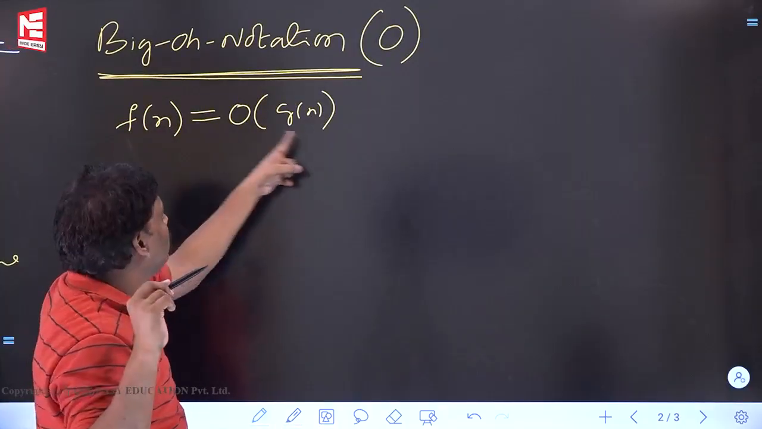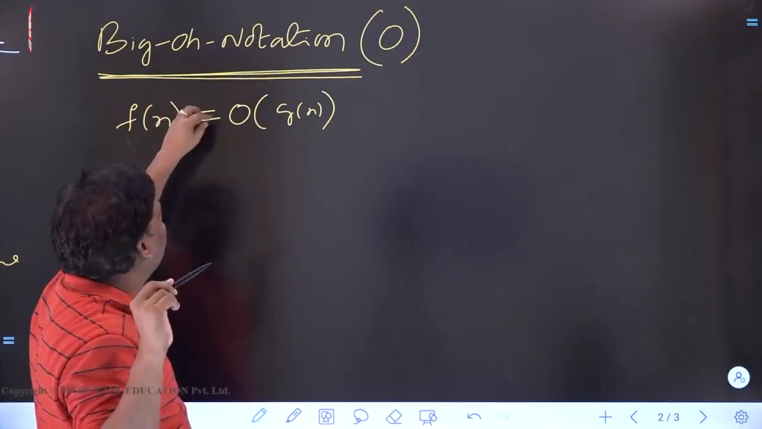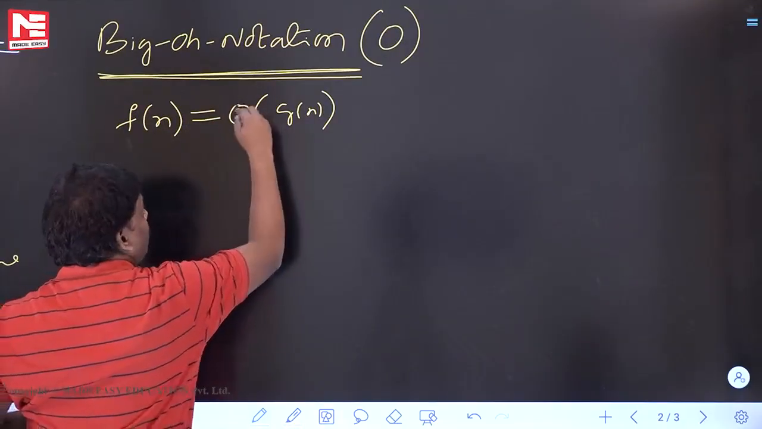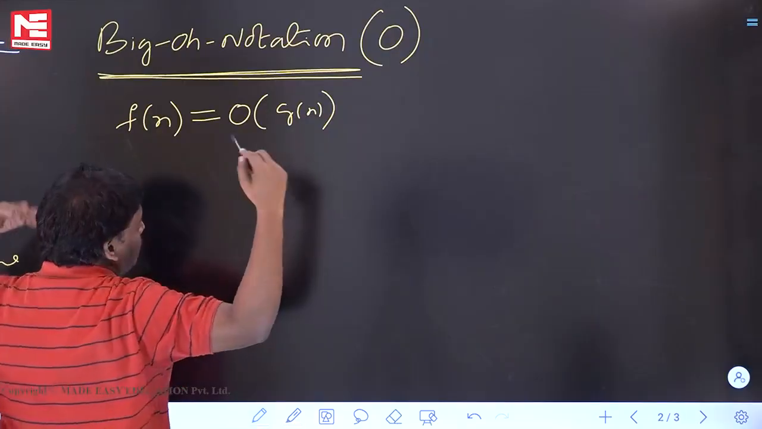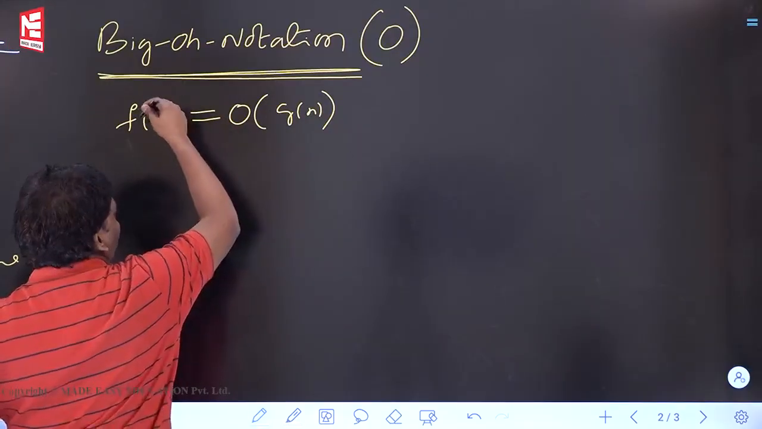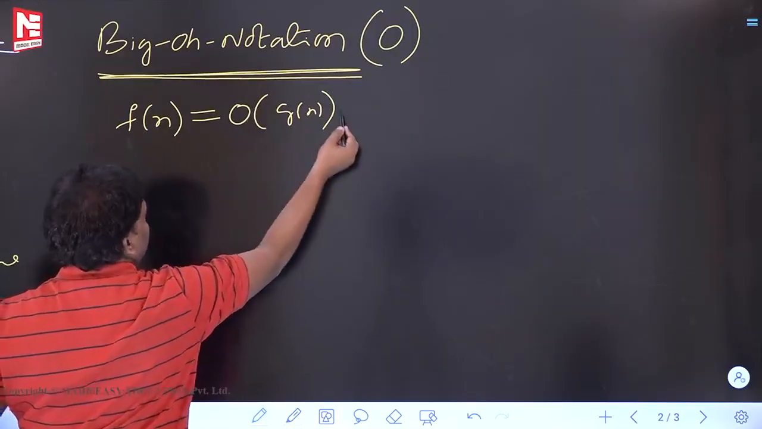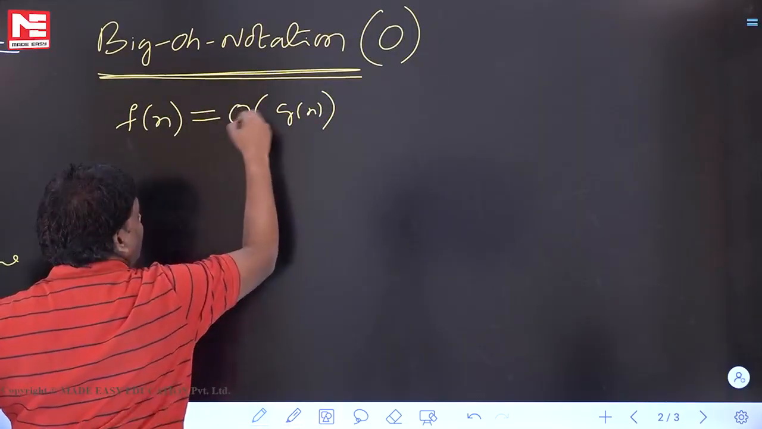If you want to say f of n equal to big O of g of n, another way of saying it is f of n is order of g of n. Both are the same. I am repeating once again. I have two functions, f of n and g of n. Now I want to say f of n is big O of g of n, or f of n is order of g of n.